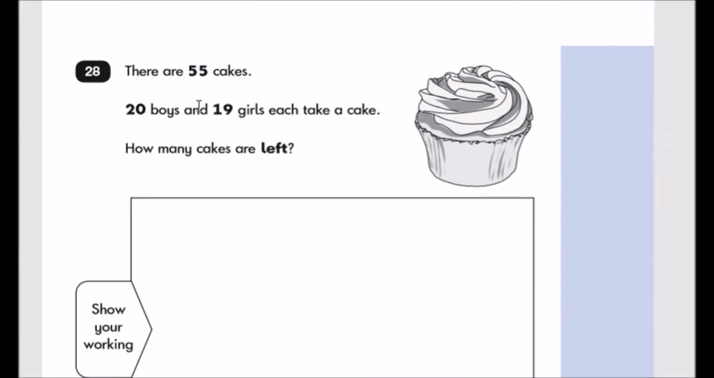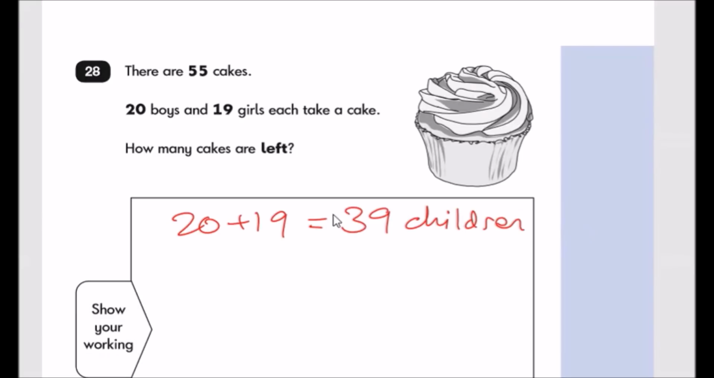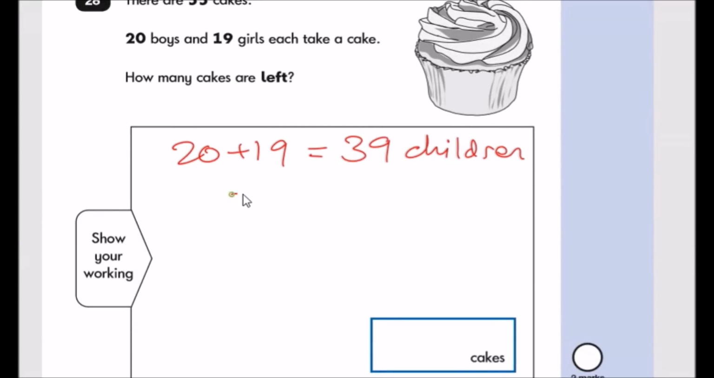28. There are 55 cakes. Now 20 boys and 19 girls each take a cake. How many cakes are left? Well, let's see how many people we have. 20 add 19 will give us the number of people. Using your number bonds, 20 add 10 is 30, add 9 units, 39. So we've got 39 children. And there are 55 cakes. Each of them takes one. So 55 take away 39.